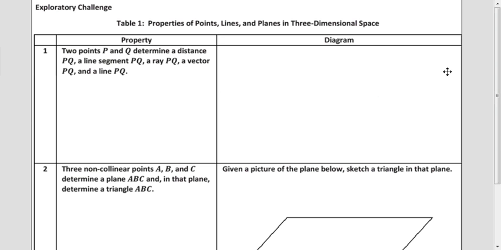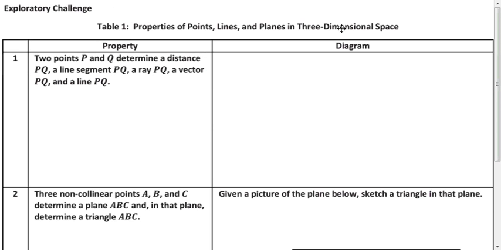So now we're going to look at different properties and draw diagrams for each one. So we're going to see what we learned in 2 dimensions and see how it holds up in 3. What we have to add or tweak. So first, if we have 2 points, we can figure out the distance between them. We can draw a segment, a ray, a vector, or a line. So draw 2 points and draw a line that passes through them. Here's one example.